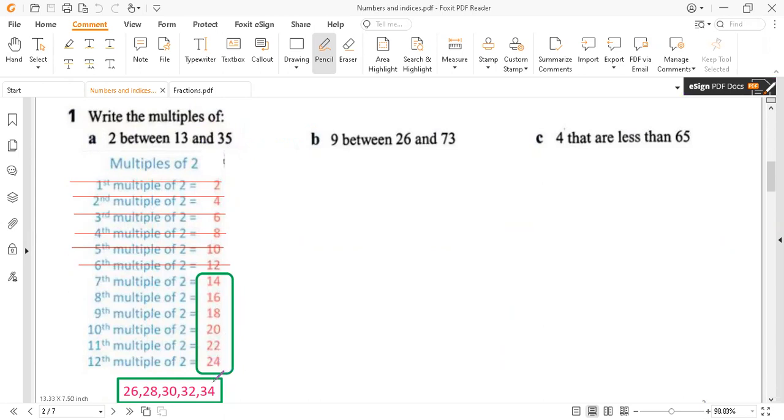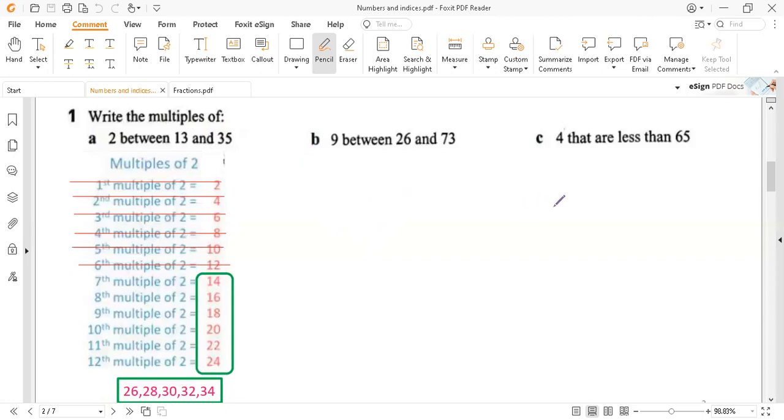And we continue to the 13th, 14th, 15th, 16th, and 17th multiple of 2. 17 by 2 equal to 34. 34 is less than 35, so it is accepted. But if you multiply 2 by 18, we obtain 36. 36 is not in the range 13 to 35, so we don't need it.